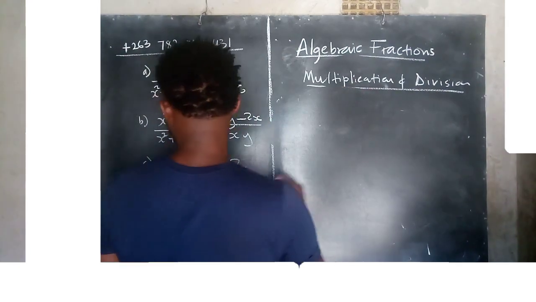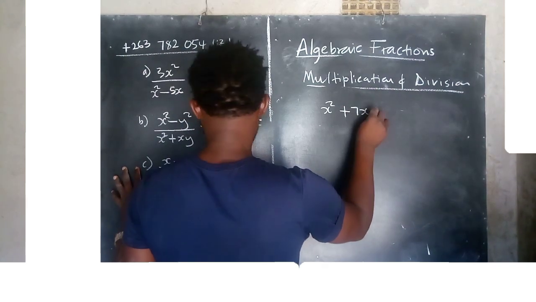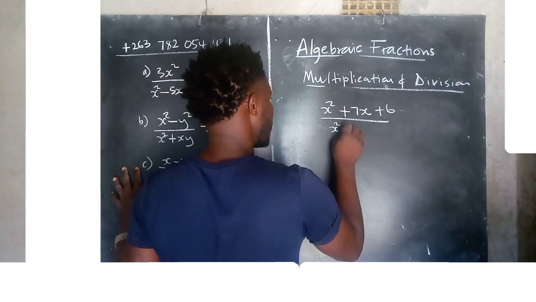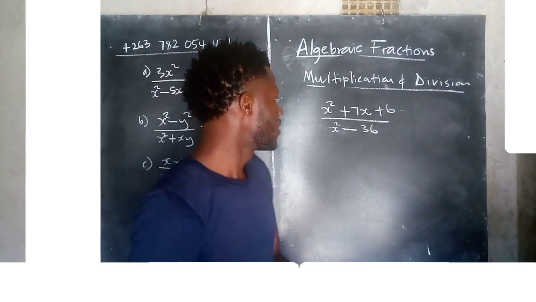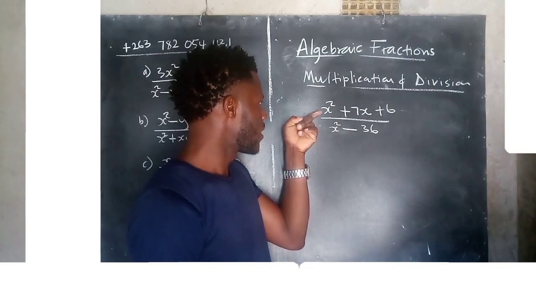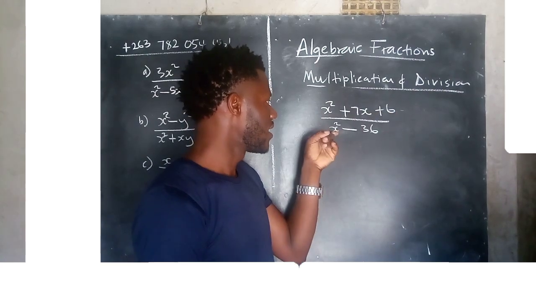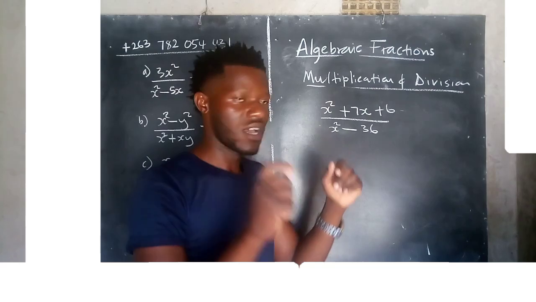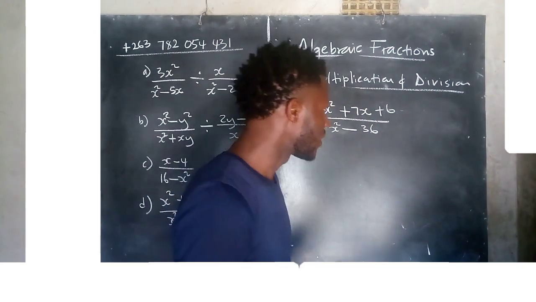We have x squared plus 7x plus 6 all over x squared minus 36. This is again division of algebraic fractions. In this case, we are now familiar with the numerator. This one is a quadratic expression, and this one is the difference of two squares. So we must have skills on how to factorize quadratic expressions, how to factorize the difference of two squares.